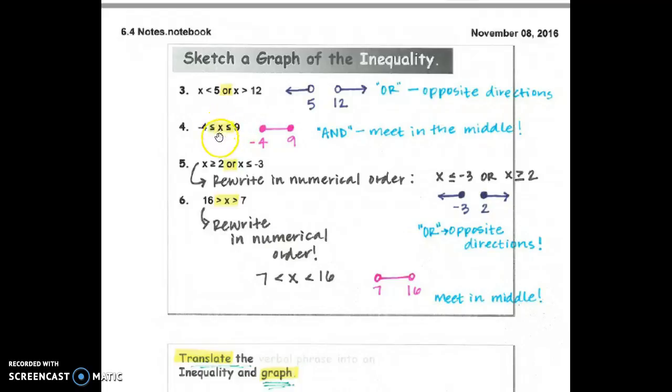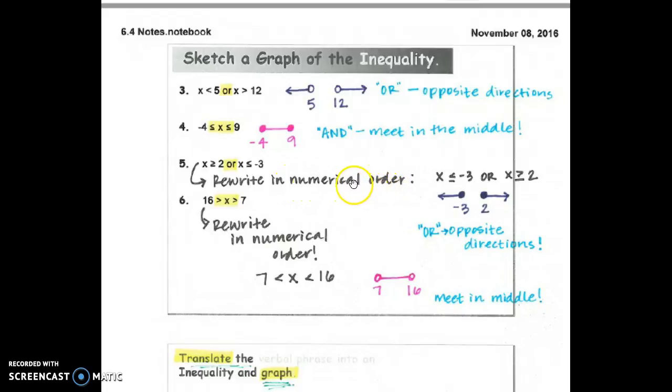Number 4 is an and statement. You can tell that because x is trapped in between the -4 and the +9. That's an and statement, so your graph should meet in the middle. So you have closed circles at -4, closed circle at 9, and the graph meets in the middle between the two of those. Number 5 is all fine and good, but I would absolutely rewrite it in numerical order first.